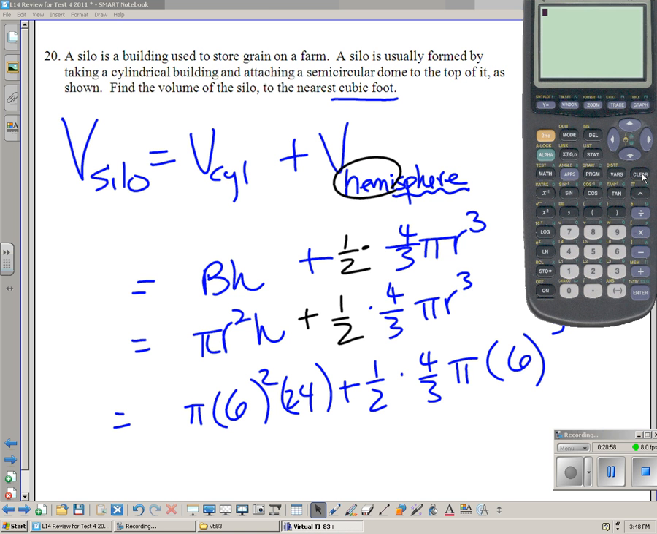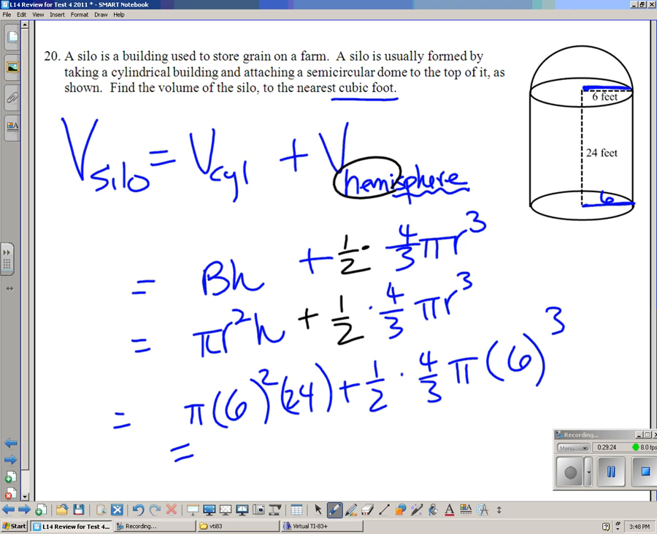So we're going to do pi times 6 squared times 24 plus a half times 4/3 times pi times 6 cubed. And now we get the right answer. We're rounding this to the nearest cubic foot, which means I don't want a decimal. We get 3,167.